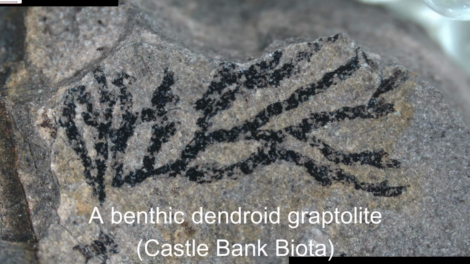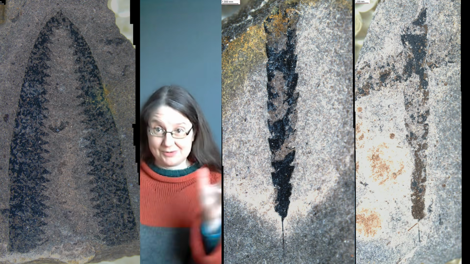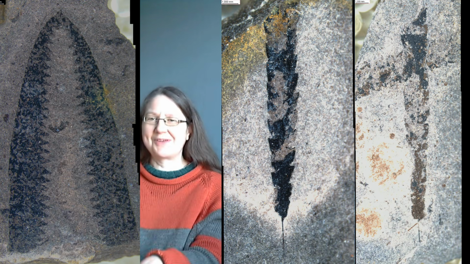And the extinct Graptolites, or the extinct members of the group, some of them lived on the seafloor, which we call benthic ones. Some of them lived in the water column, which we call planktonic ones. And today we're talking about the planktonic ones. We can come back to the benthic ones another time because they're amazing too, in a different way.